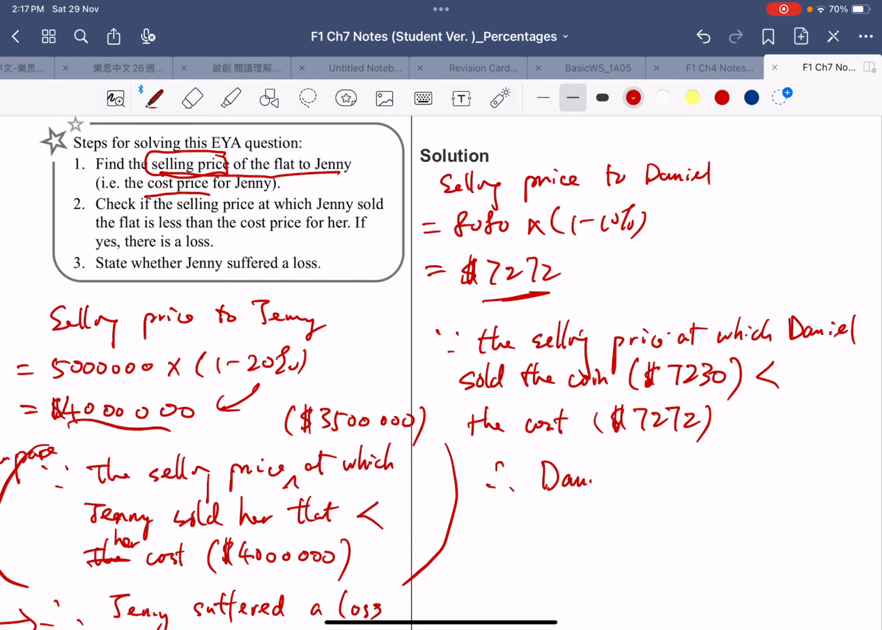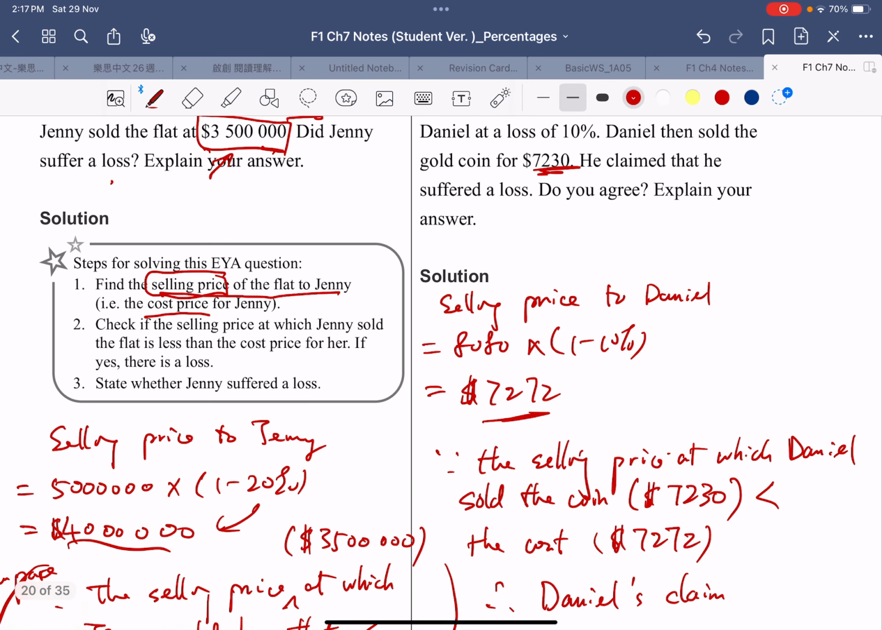Daniel's claim. What is he claiming? He claimed that he suffered a loss. Daniel's claim is agreed. Is agreed. That means he is correct. He suffered a loss. Okay.